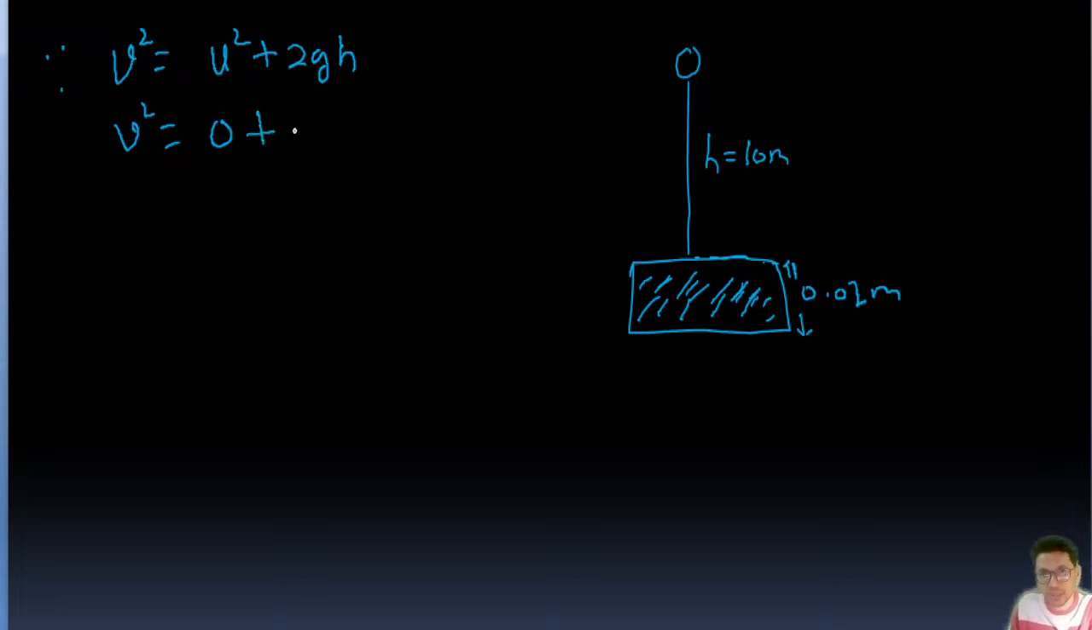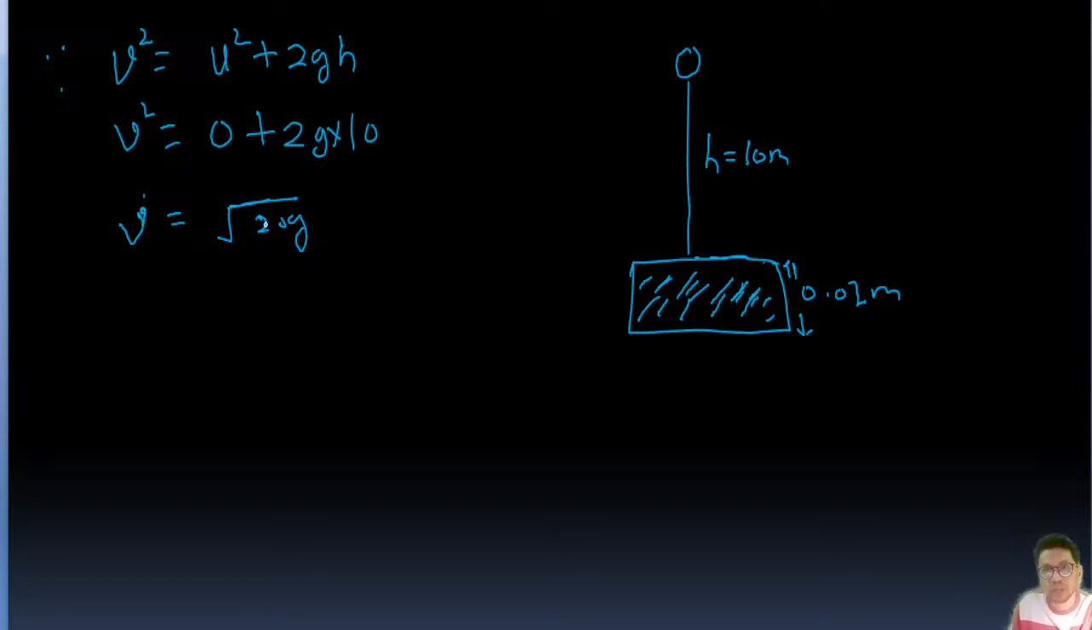So g will be plus 2g, and h is 10, height is 10 meter given, right? So it means v square is going to be 20g. Sorry, v square equal to 20g, and v equal to root 20g. Okay, so this is one.